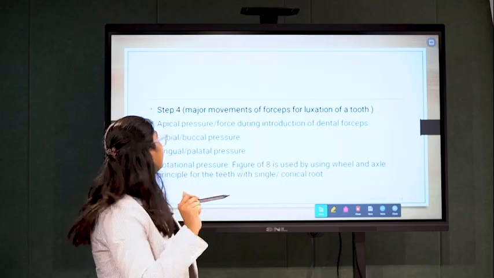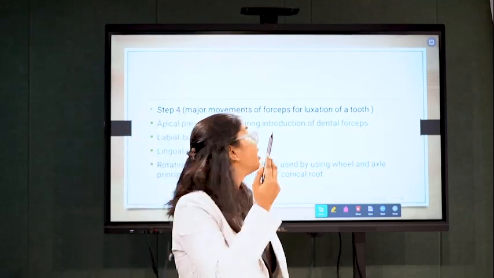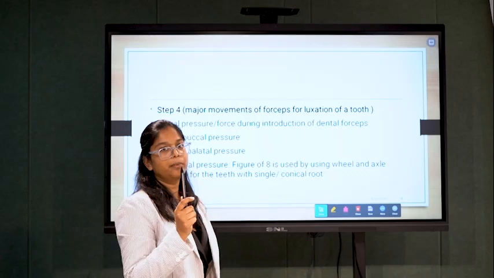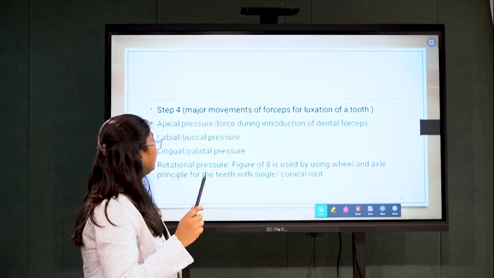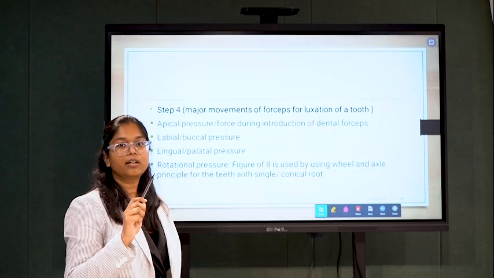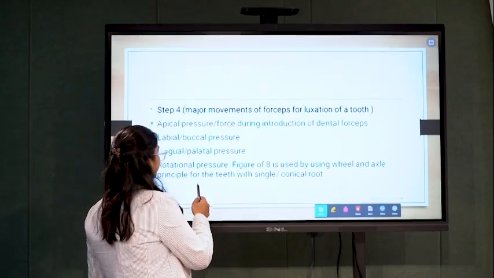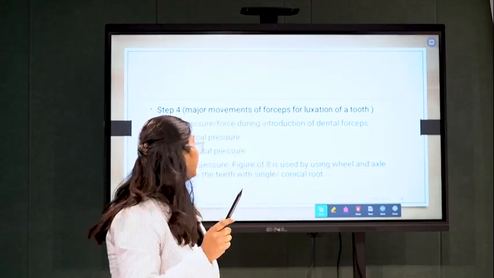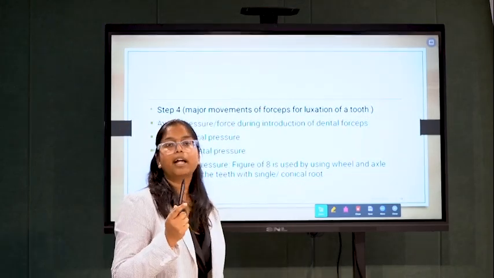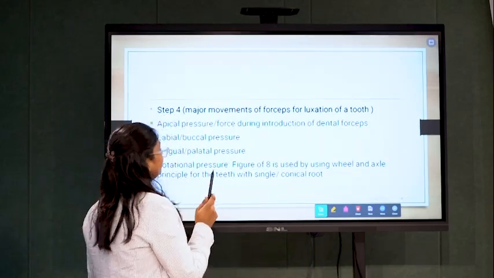Major movements are the apical pressure, meaning towards your root. Apical pressure should be the first to be applied. Then there is labial or buccal pressure, lingual or palatal, and the last is the traction force, which is pulling out. In some teeth which are single rooted, rotation movement can be applied, like maxillary incisors and mandibular premolars. There we can use rotational forces.